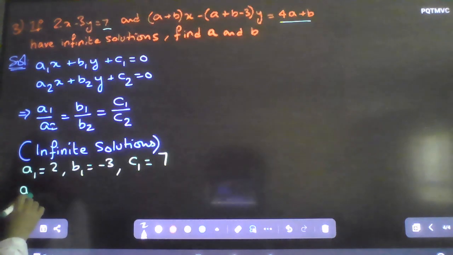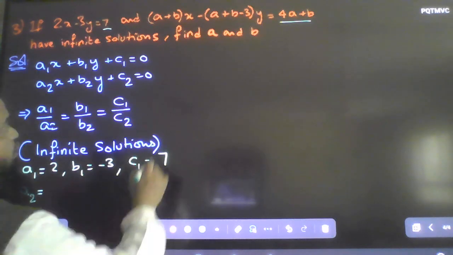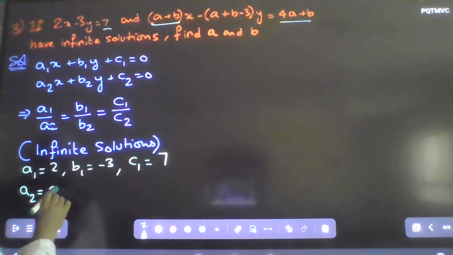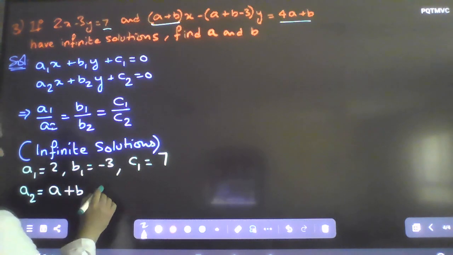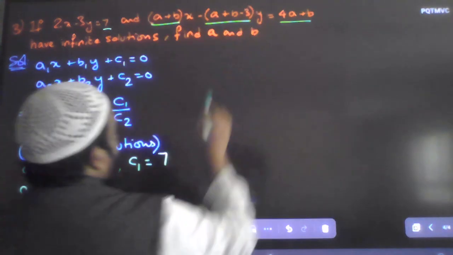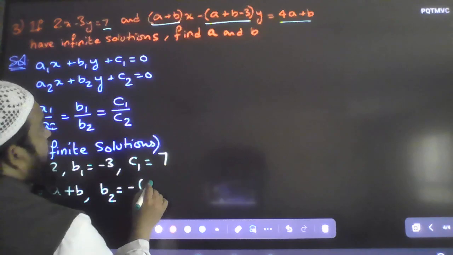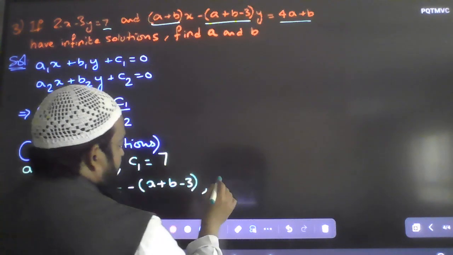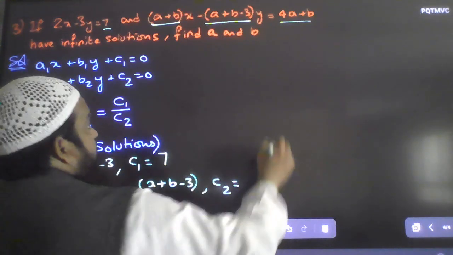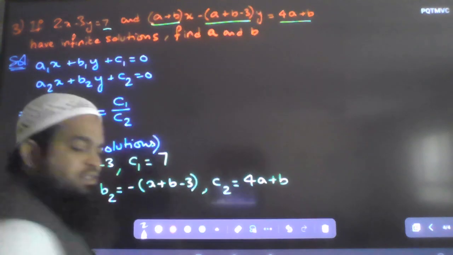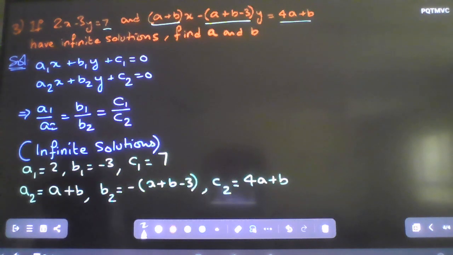So what is a2 here? a2 is the coefficient of x. What is the coefficient of x? a plus b. And what is b2? b2 is nothing but the coefficient of y. So it is minus of (a plus b minus 3). And what is c2? c2 is nothing but 4a plus b. Understood?